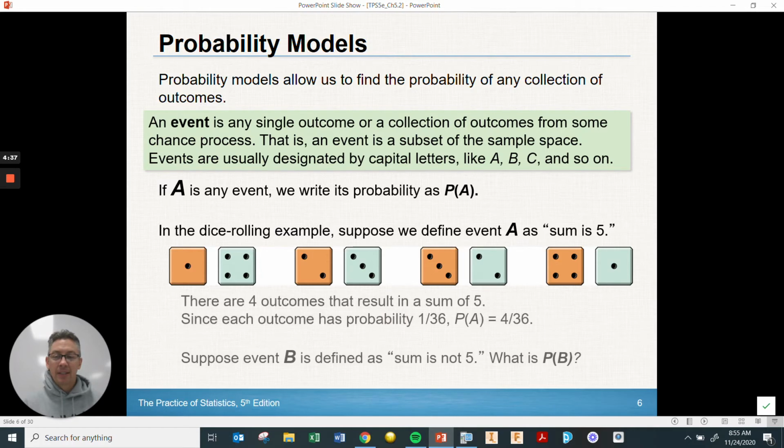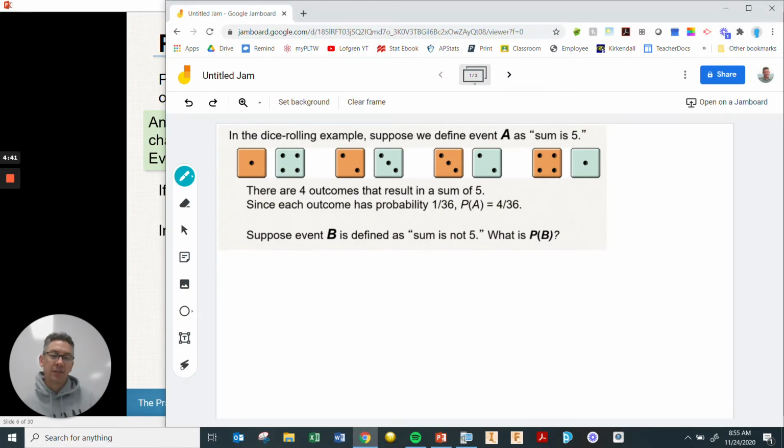So the probability of this we can calculate, and I'm going to come over here, we're going to look at this. The probability of getting a total of 5 is 4 out of 36. Okay, there's our total. And it's 4 out of 36 because there's 4 different outcomes that lead to that out of the 36 total.